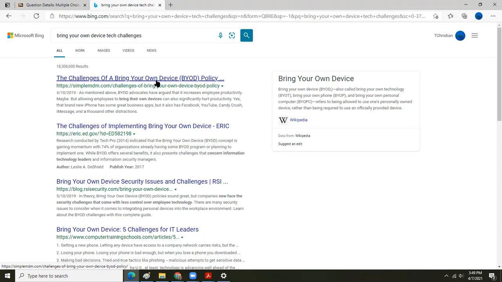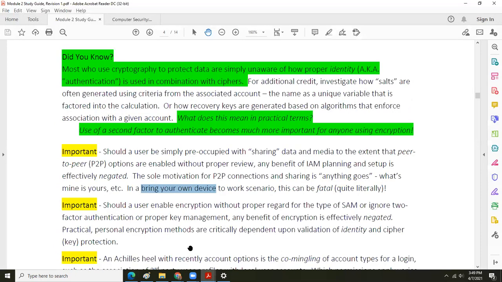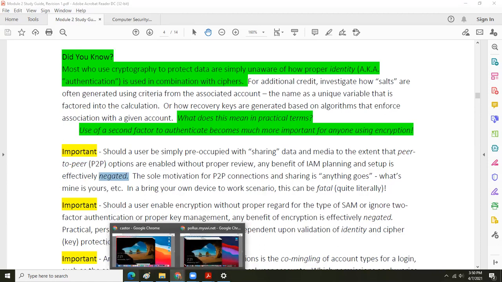When you're running a bring your own device environment, but somebody loads a peer-to-peer sharing option like Kazaa, Gnutella, BearShare, Napster, BitTorrent, Tor, the Onion Ring, all this dark web stuff, basically, what you're doing is you're canceling out all the good. Any questions?